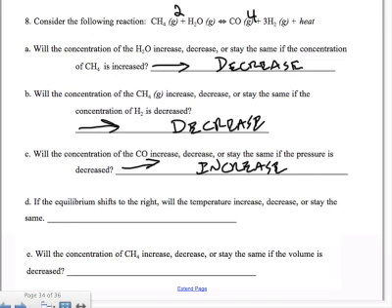If the equilibrium shifts to the right, what happens to the temperature? Well, the temperature is on the right, so the temperature is going to increase because you're going toward the side that has the heat on it, so you're going to make more heat.